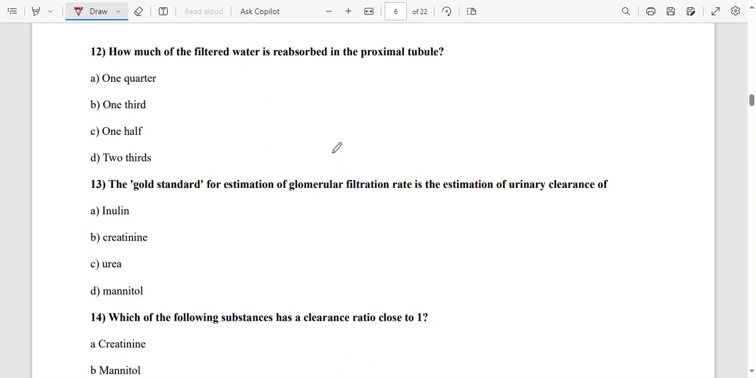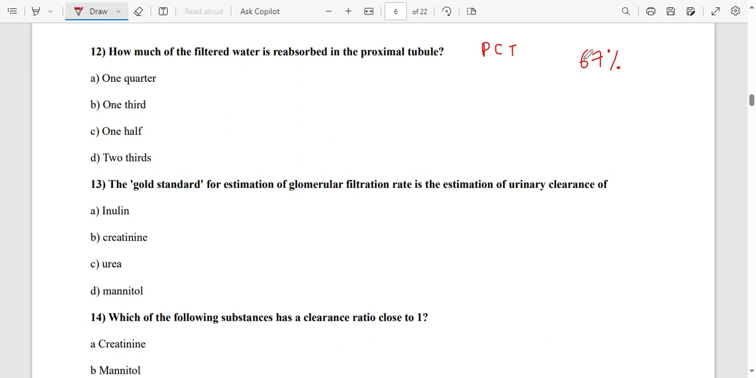How much of the filtered water is reabsorbed in the proximal tubule? Which one can you pick? One quarter, one third, one half, two thirds. One quarter. Okay, in the proximal convoluted tubule, 67% of water and salt is absorbed.